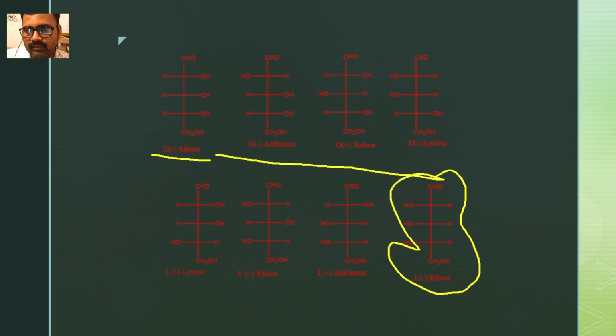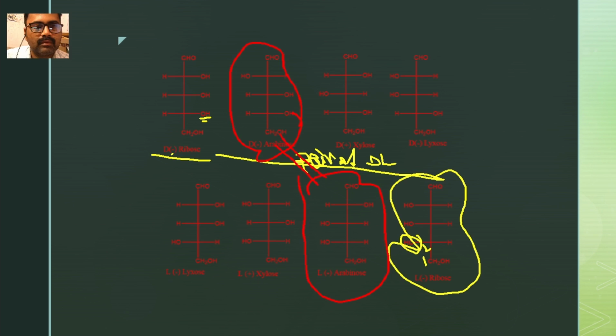Okay, so this ribose, having the mirror image, is again ribose, but the second carbon atom's OH group is on the right hand side, so it is a D isomer, and in this case the second from the bottom has the OH group on the left hand side. Therefore this is a pair of enantiomers, that is a DL pair. So this is the first DL pair. Similarly, if we take the mirror image of arabinose, we get its L isomer. So this is the second DL pair, or enantiomers.